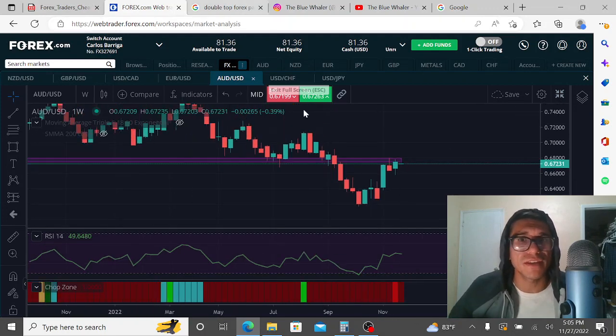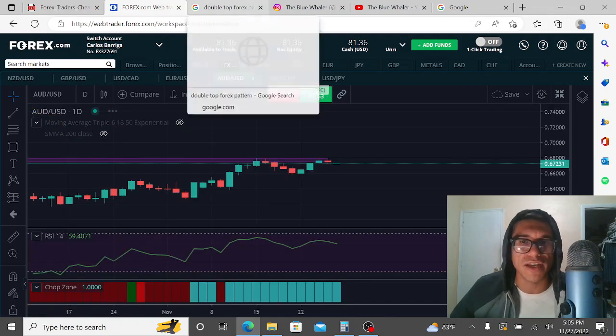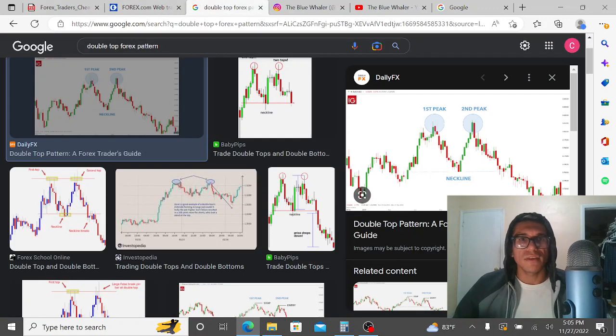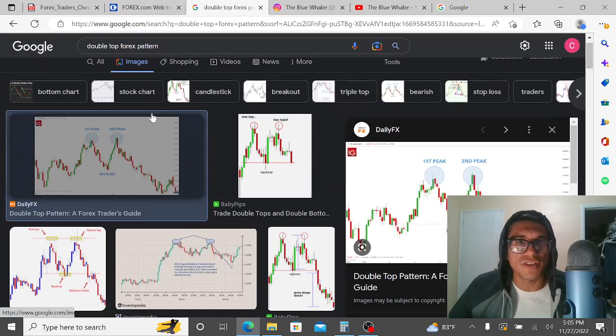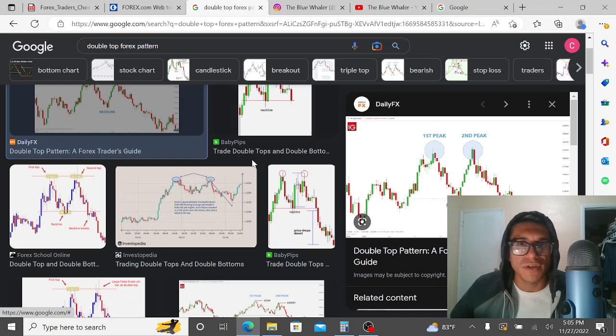In case you guys don't know what the double top pattern is, I do have it open here on another tab. Let me just put this right here. It seems to be universal on Google Images. According to this picture, it went up, boom, it hit this resistance zone, went down to a neckline, went up to the second peak, and just broke down. The bears just took control.